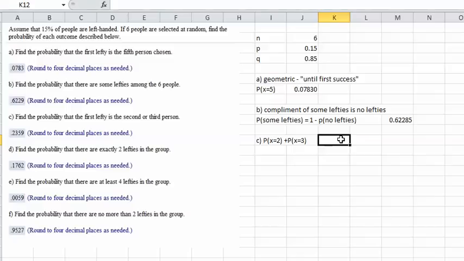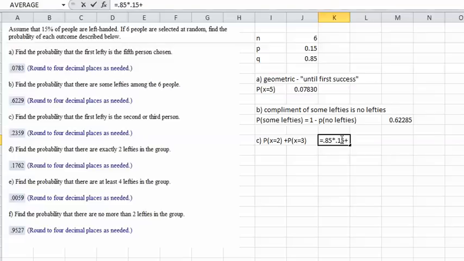So then what you do here is you say equals, and let's see, for it to occur on the second person, we would have a righty, 0.85, times on the second person, you get a lefty. Okay, so that's the probability that it occurs on the second person.